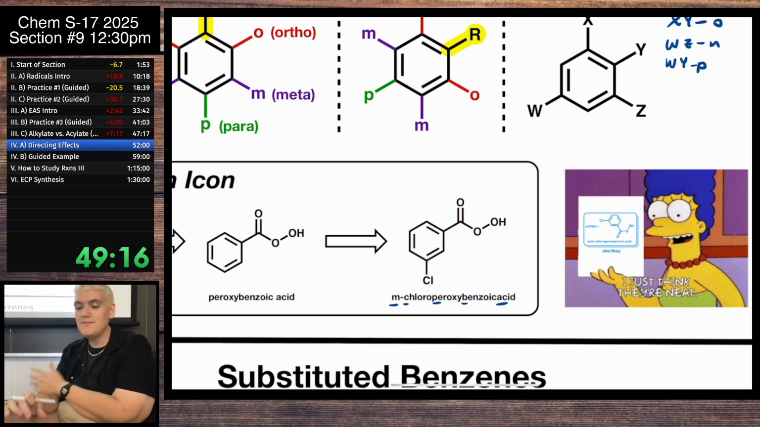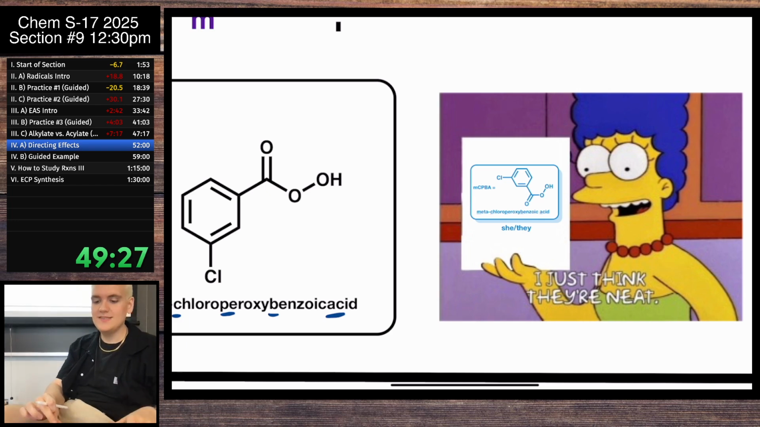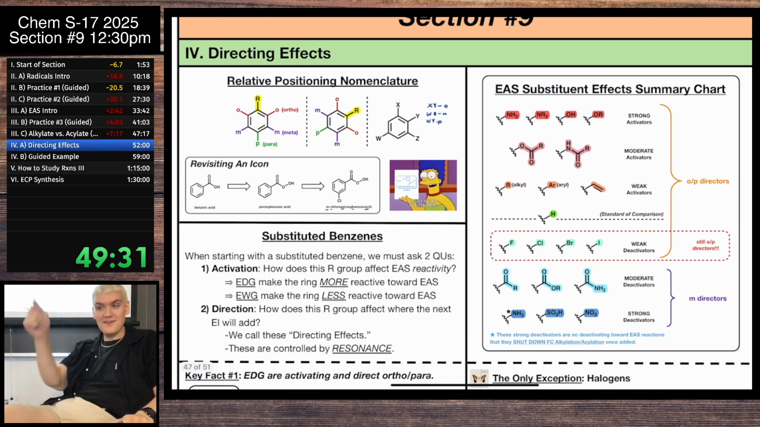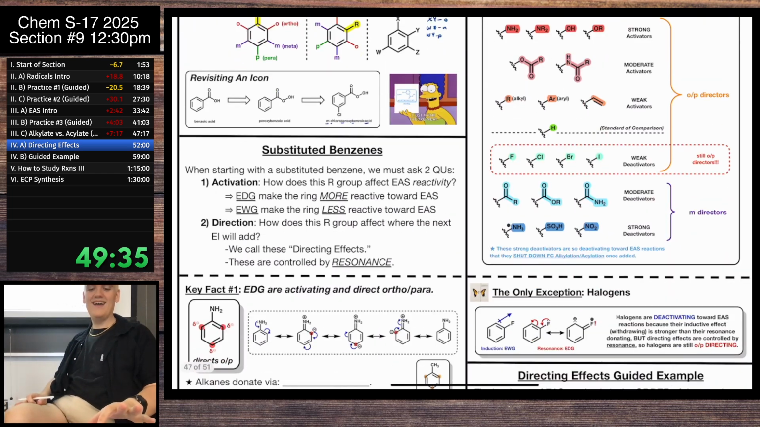Yeah. And MCPBA was our reagent that makes what functional group? It makes epoxides from alkenes in 1 step. So, we'd love to see it. Yes, and adds syn. Aria on the money.